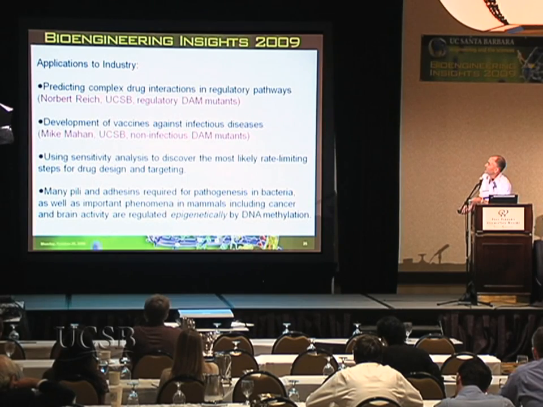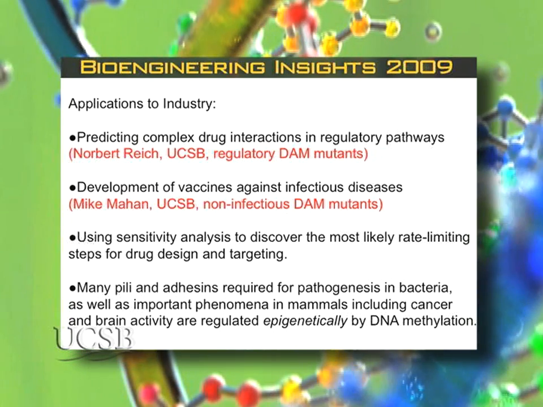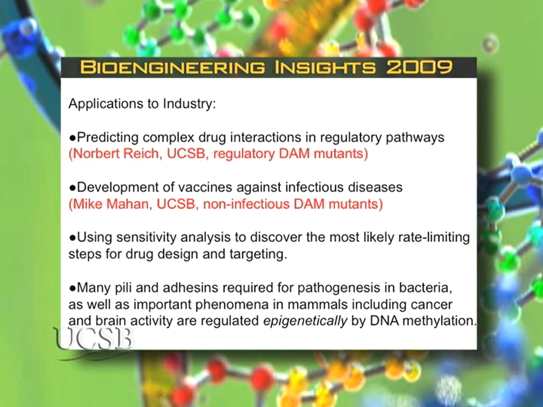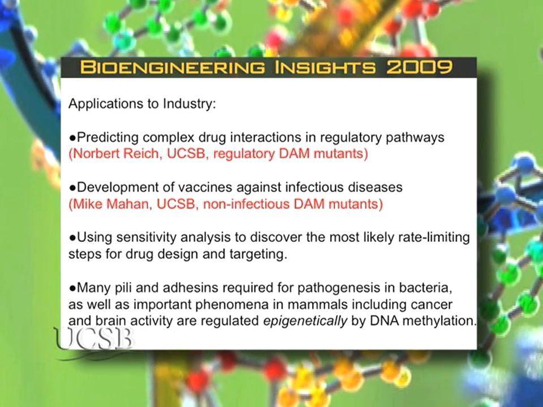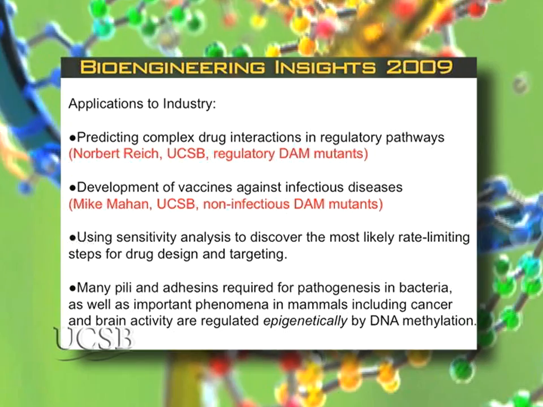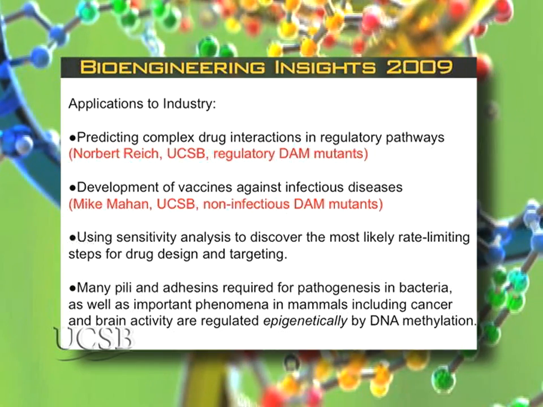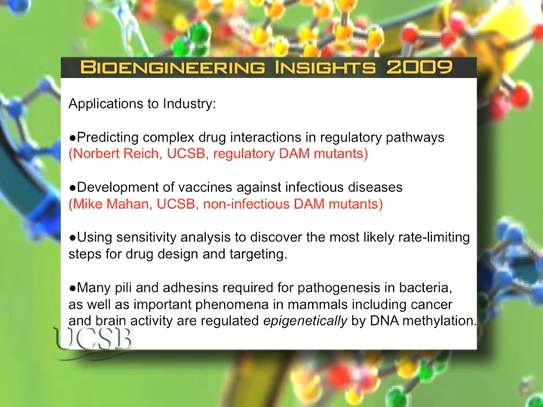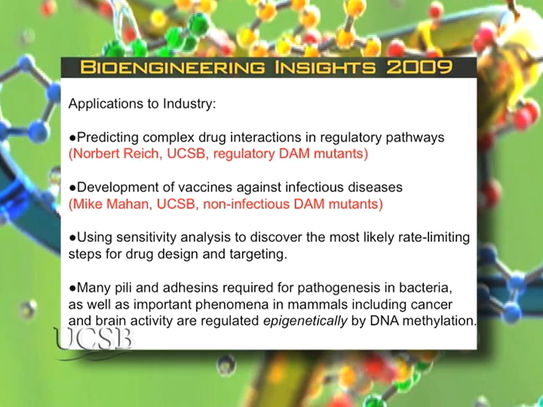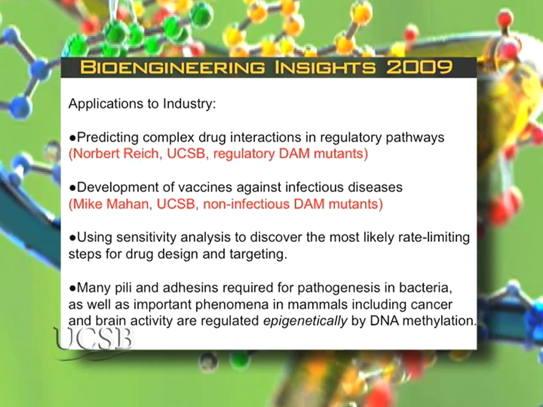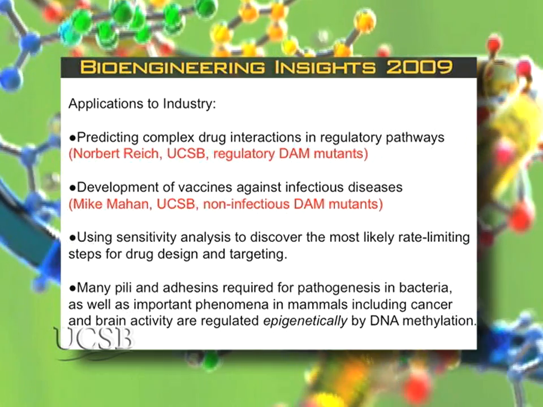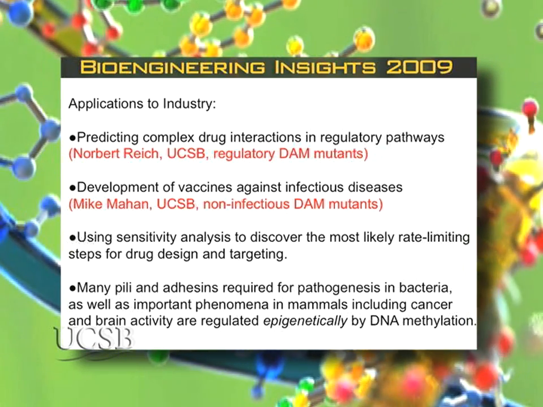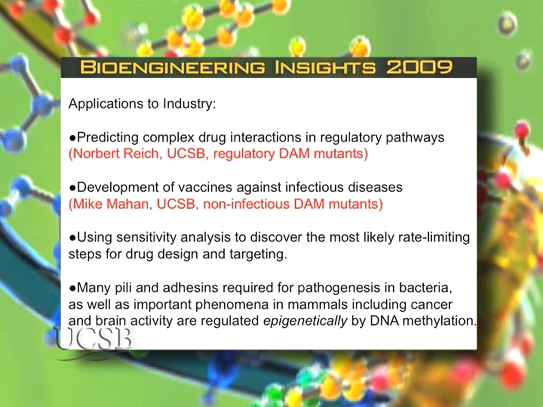Norbert Reich is working on regulatory mutants of DAM, as well as drugs that inhibit DAM. Development of vaccines against infectious diseases. The Mahan Lab is really working on this now, primarily. And DAM mutants are non-infectious, and there's a lot to be learned in the area of infectious diseases. Using sensitivity analysis to discover the most likely rate-limiting steps for drug design and targeting. And from the infectious disease standpoint as well, many pilin adhesins that are required for pathogenesis use systems just like the one I showed you. And I also mentioned that methylation is important in cancer and brain activity, and they're regulated epigenetically by DNA methylation.